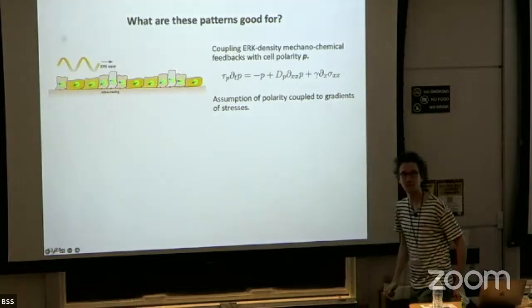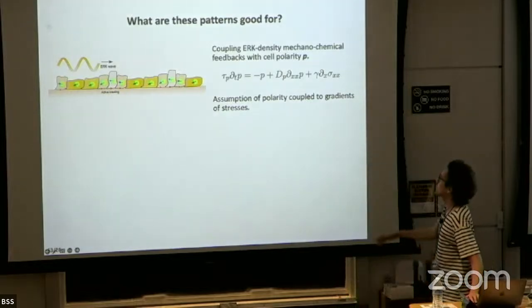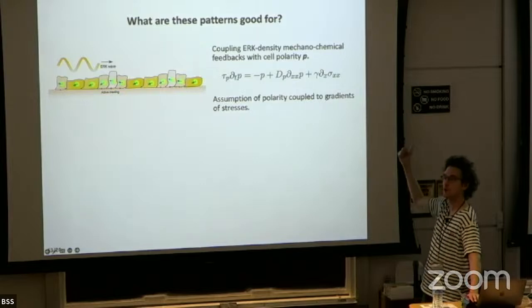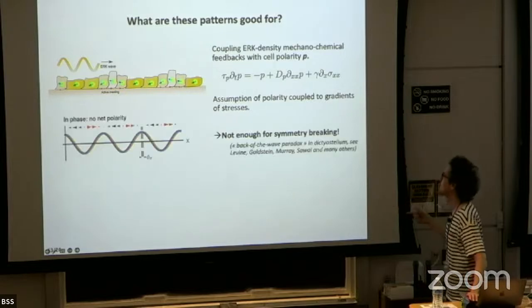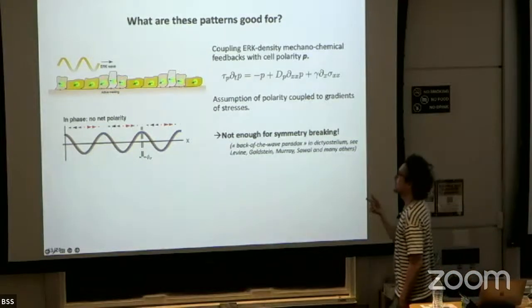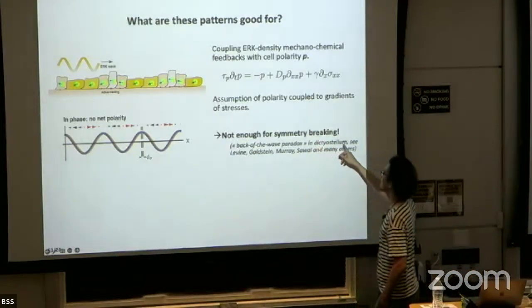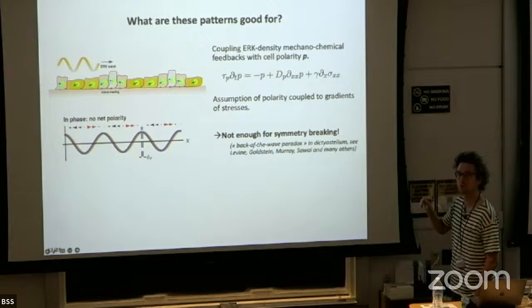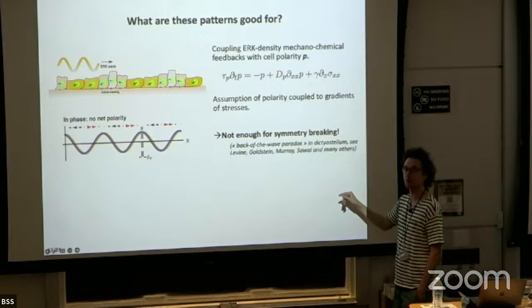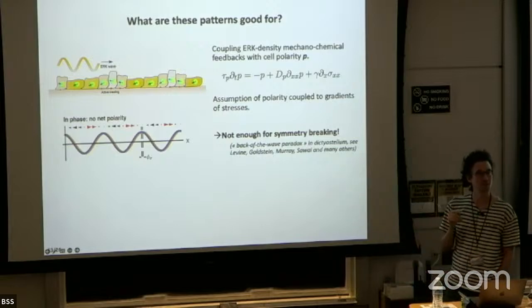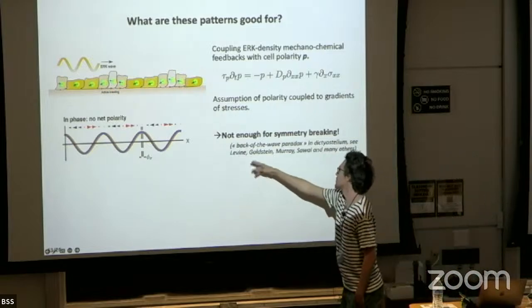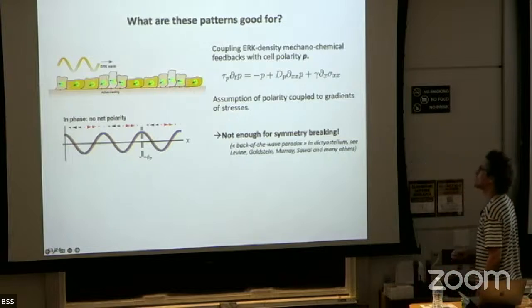That's exactly it. So for some reason we were expecting this to work, because the wave goes in one direction, so you would polarize in the other direction. This doesn't work at all. And actually, initially we were puzzled by this with Daniel, but we shouldn't have been, because it's one of the most classical results in the field. It's called the back of the wave paradox, and people in Dictyostelium have figured it out a long time ago, with many people, Levine, Goldstein, Murray, a lot of people.